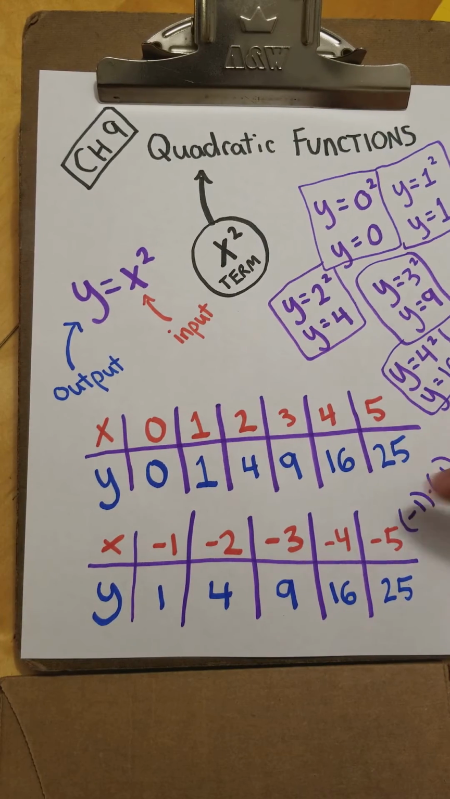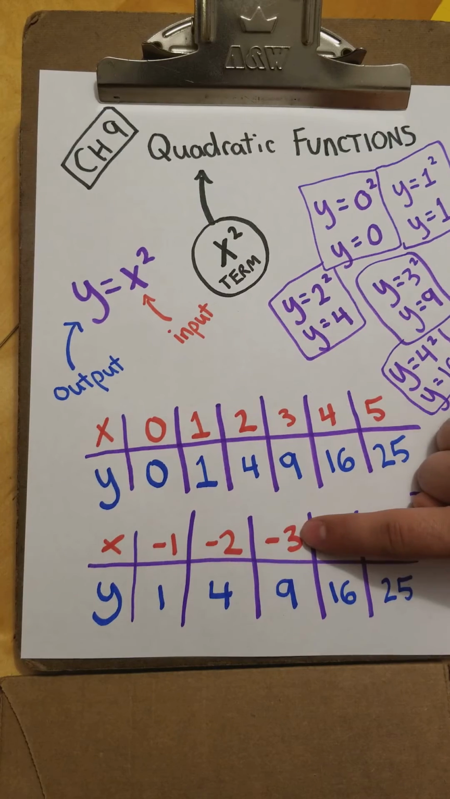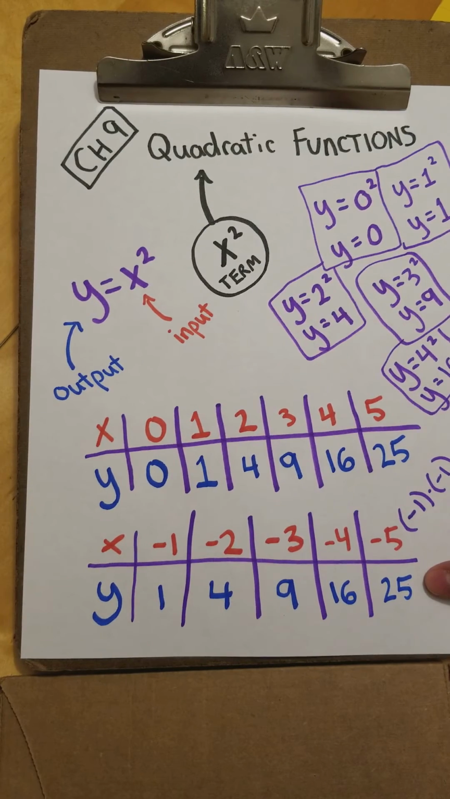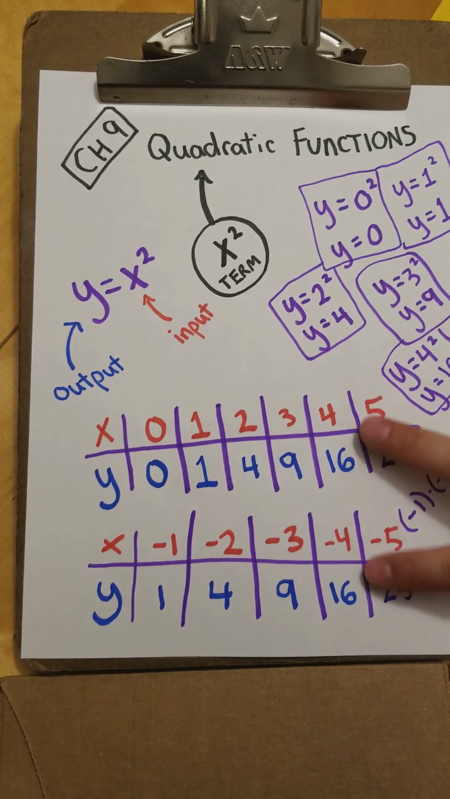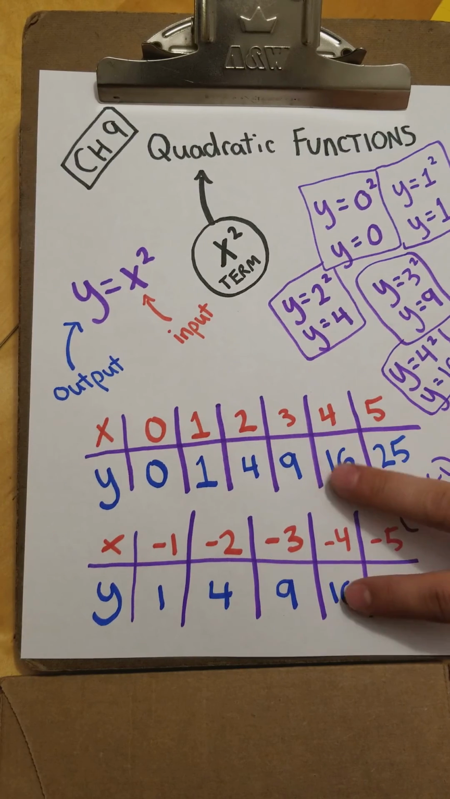And what we notice is that our negative numbers squared are also positives. So negative 5 and positive 5 both give us the same output of 25. Same with negative 4 and 4, 3 and negative 3, etc.